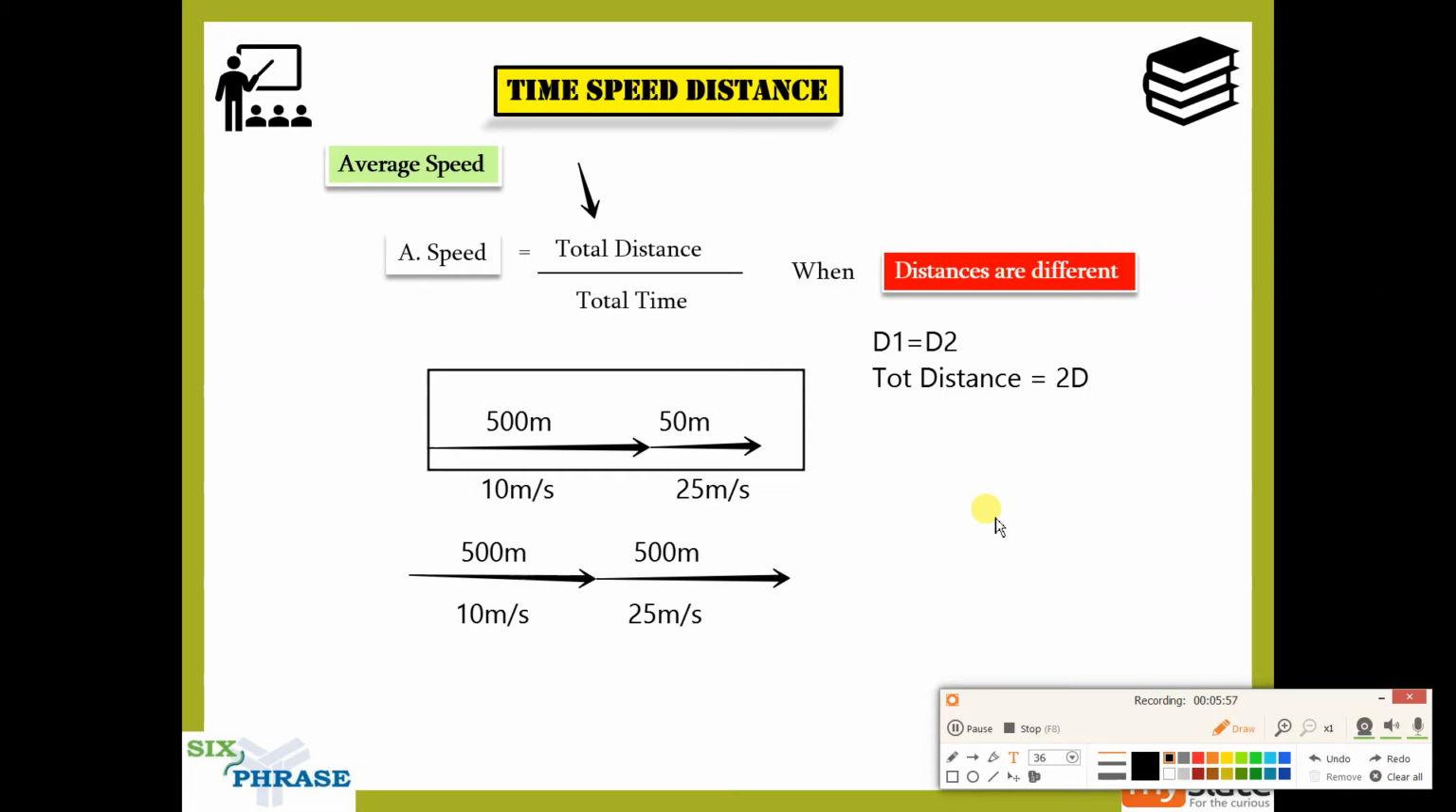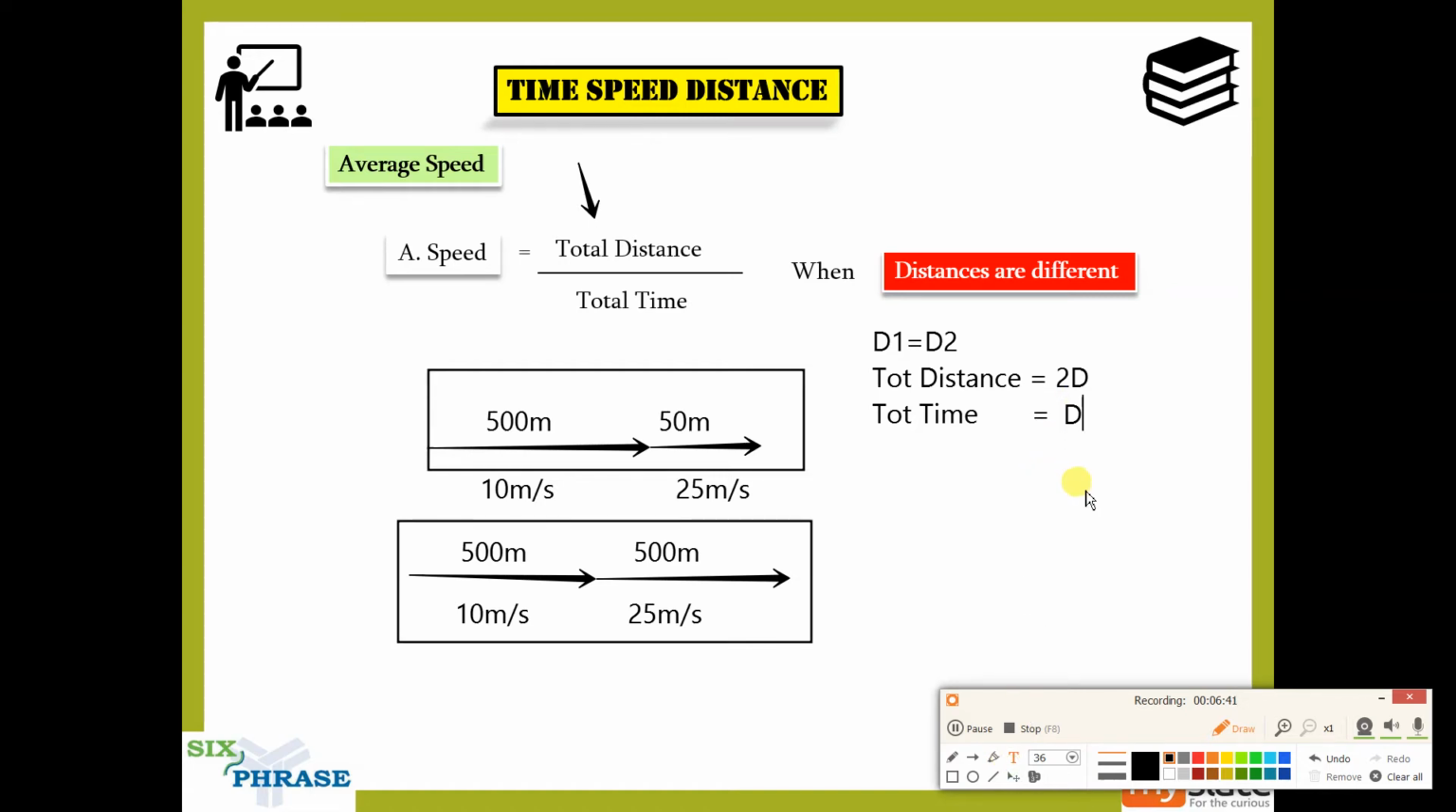Okay, now the total time taken. What is the total time taken? How do we find time? What is the formula for time? The formula for time is distance by speed, right? So here, what is the distance? 500 meters. What is the speed? 10 meters per second. In the second case, the total time, how will you find it?